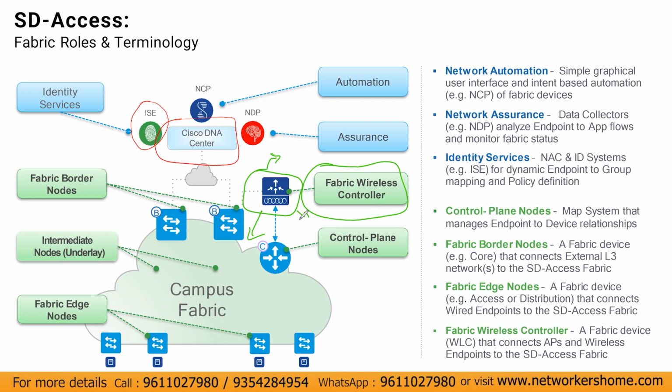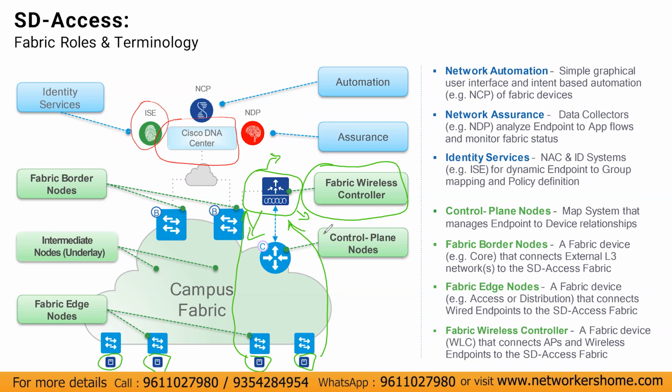There is a feature to enable a fabric-enabled controller. When you enable this, the small access points connected to these edge nodes will communicate and authenticate with this specific wireless controller sitting outside the network, since it is fabric enabled.